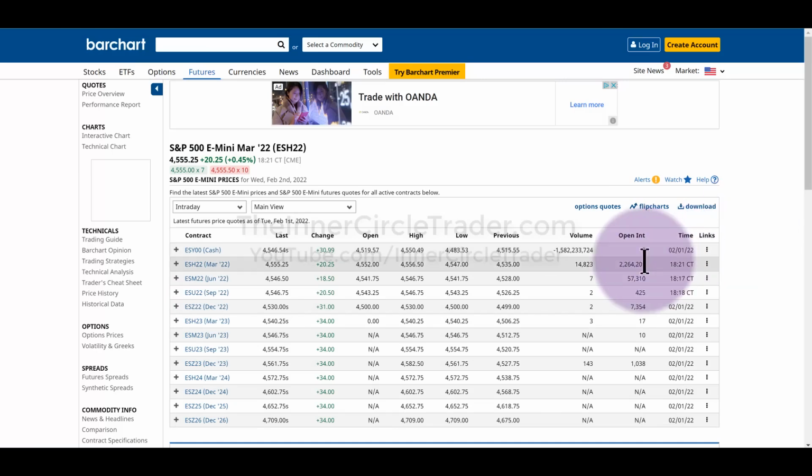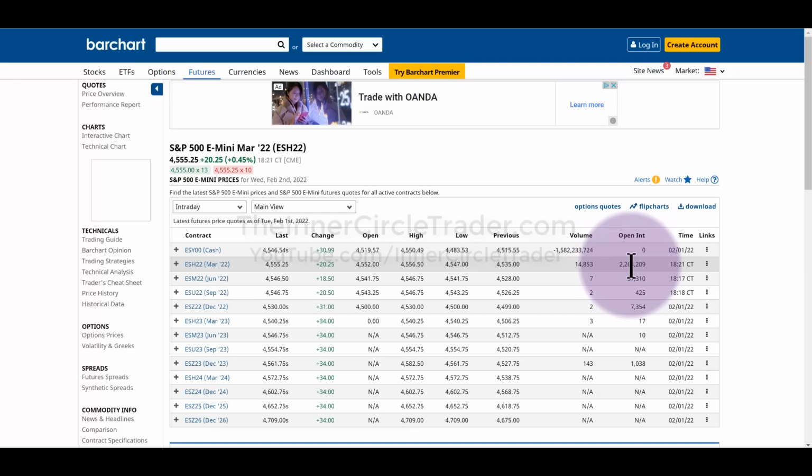But usually around the first or second day of the week prior to expiration, I start monitoring open interest. And I want to be in the month that has the larger open interest number. Notice that the June contract only has 57,310 contracts of open interest. Right now, the front month or nearby contract of March 2022 has open interest of 2.2 million. So this is the larger liquidity base contract month. So I want to be trading this month.